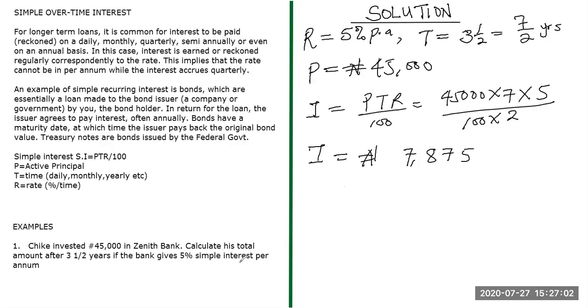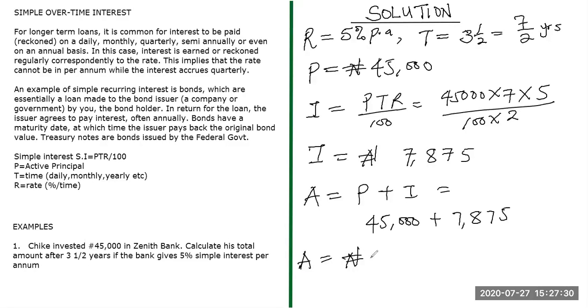What are we asked to calculate? Calculate the total amount. So the amount of his investment is principal plus the interest that has been generated, and that will give us 45,000 plus 7,875. So the amount is equal to 52,875 naira. Is that taken? All right. Perfect.